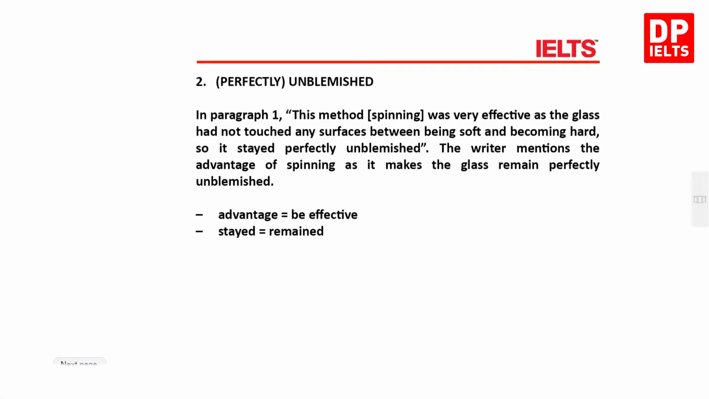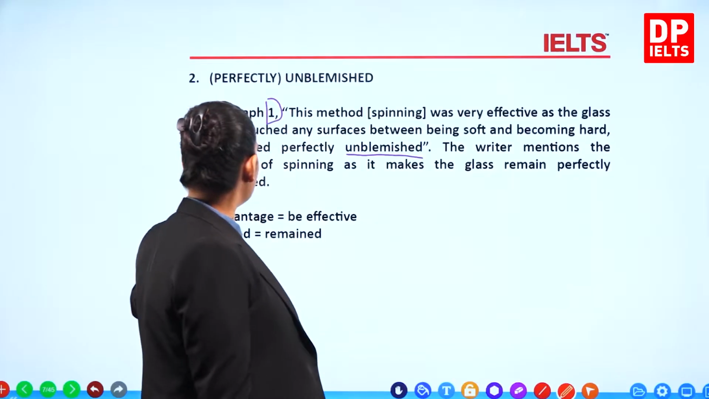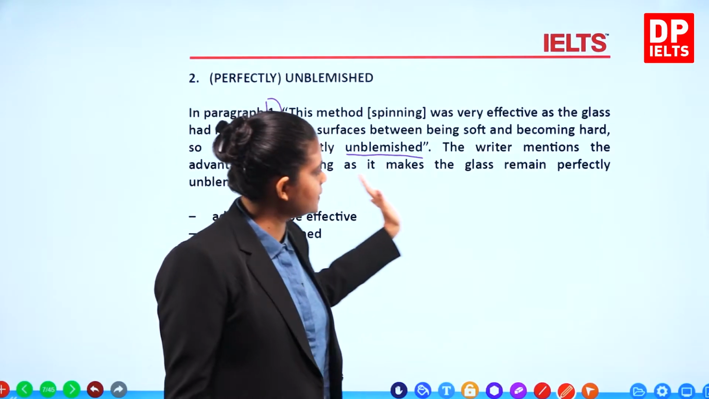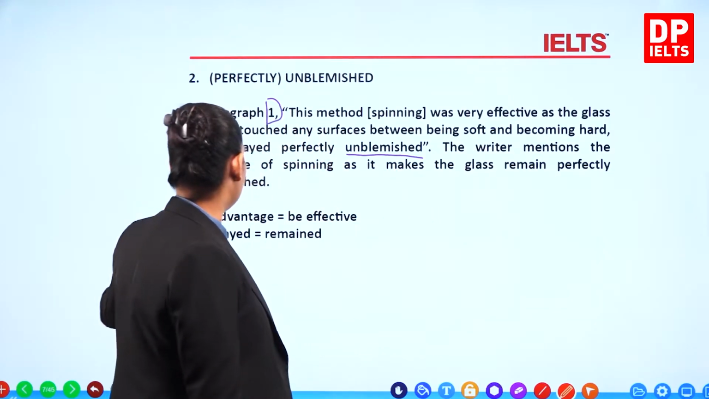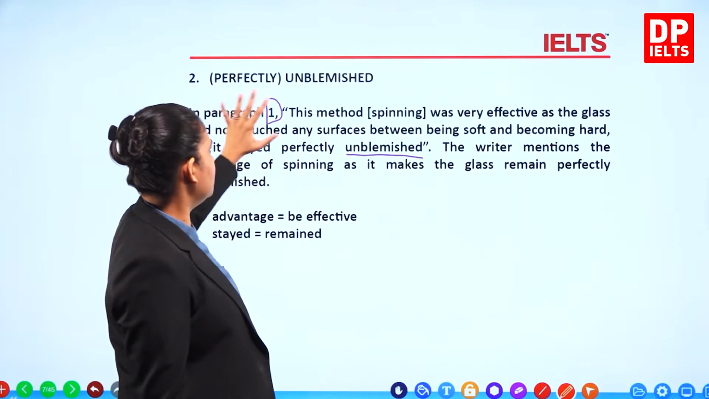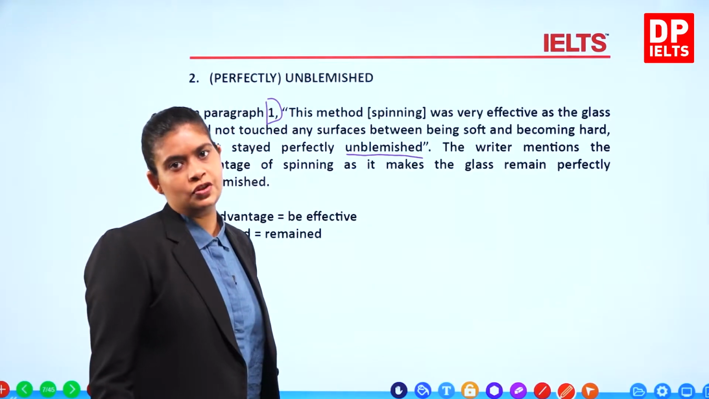Number 2, the answer is unblemished. In para 1, it states, this method, which is obviously spinning, was very effective as the glass had not touched any surfaces between being soft and becoming hard. So it stayed perfectly unblemished. The writer mentions the advantage of spinning is that it makes the glass remain perfectly unblemished. You can write perfectly unblemished or just unblemished is also okay.